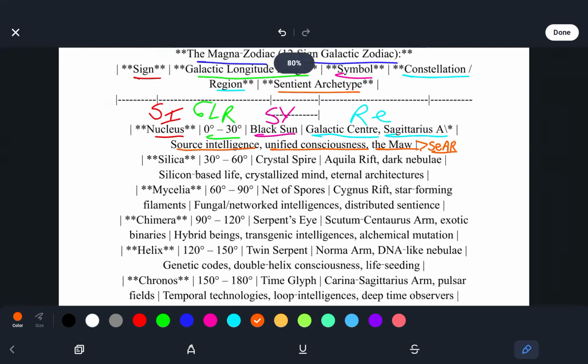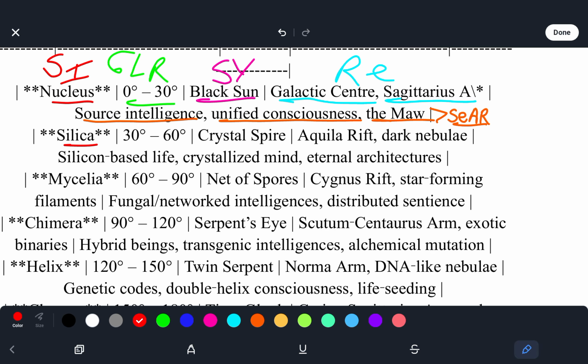So then we continue going on, and we see Silica, Mycelia, Chimera, and Helix. So again, for Silica, 30 degrees through 60 degrees. For Mycelia, 60 degrees through 90. Chimera, 90 through 120. Helix, 120 through 150. Silica's symbol is crystal spider. The symbol for Mycelia is net of spores. The symbol for Chimera is serpent's eye, and the symbol for Helix is twin serpent.